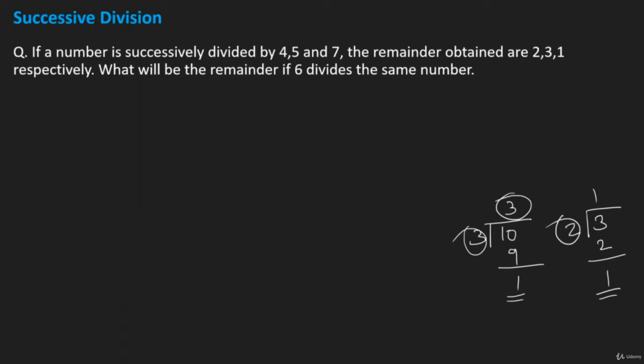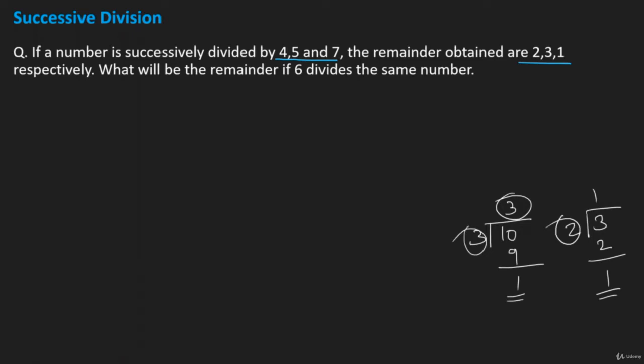The question reads, if a number is successively divided by 4, 5 and 7, the remainder obtained are 2, 3 and 1 respectively. What will be the remainder if 6 divides the same number? Pause the video, give it a try and then we'll do it together. Alright, I hope you have given it a try.